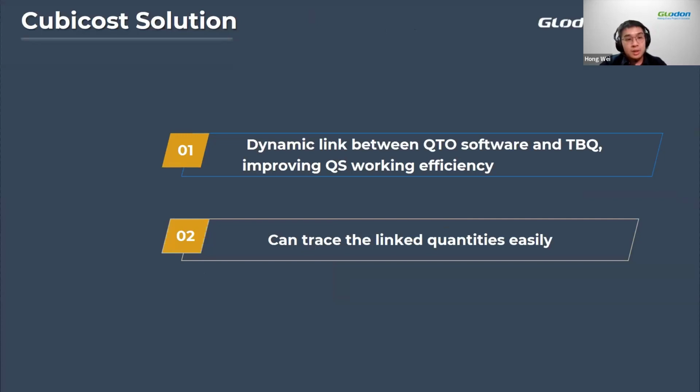This is where the models and quantities generated in TAS can come into play. As Hong Sing has mentioned, our software is able to interoperate with each other since it's 5D BIM software. So in TBQC, there's a dynamic link between our taking off software, which in this case will be TAS. So the model that I generated earlier, we can directly link it into TBQ, where you can trace back the quantities easily. But this is not limited to TAS only.